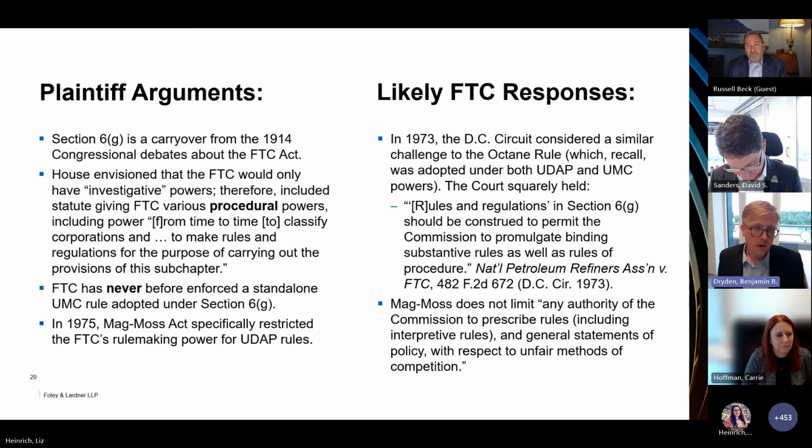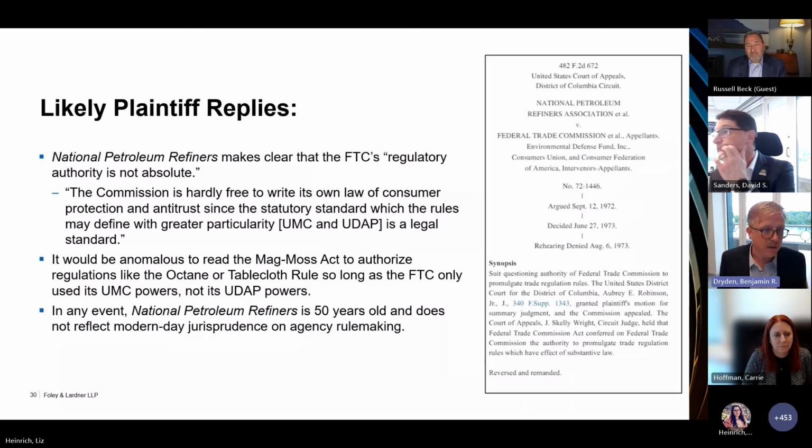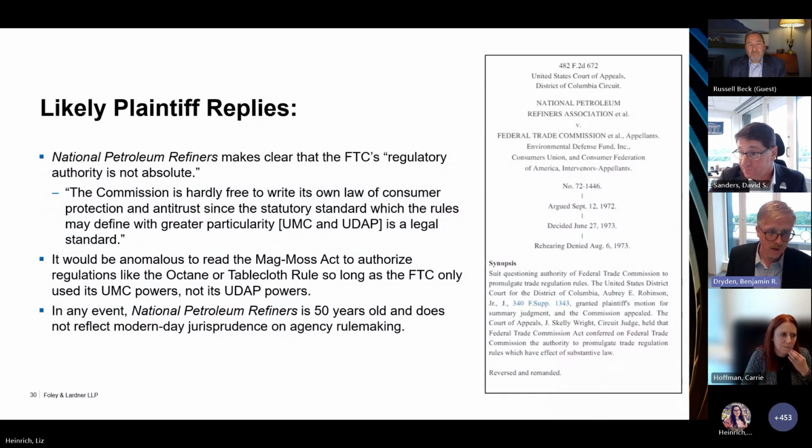Next slide. So the plaintiffs had plenty of arguments in response to that, not least of which is that the National Petroleum Refiners case actually makes really clear that the FTC's regulatory authority is not absolute and the commission is hardly free to write its own law.